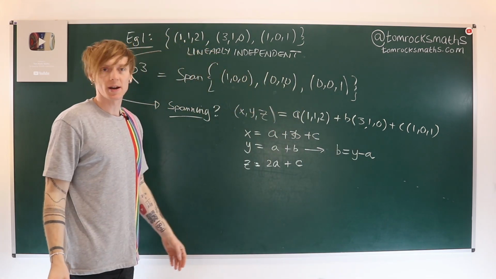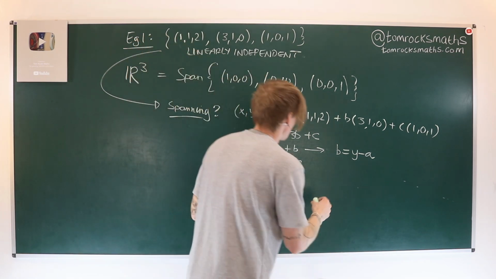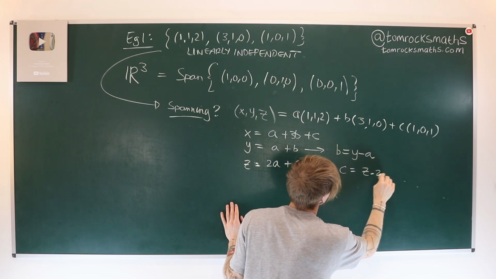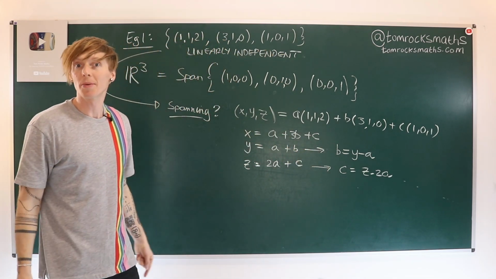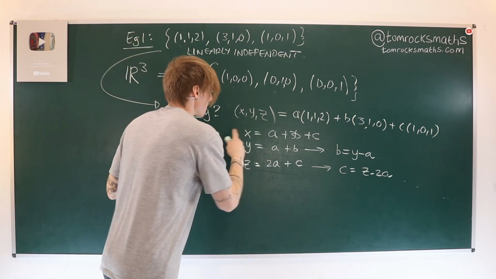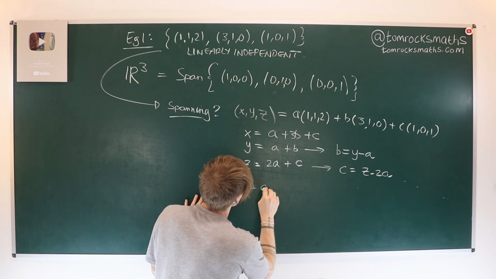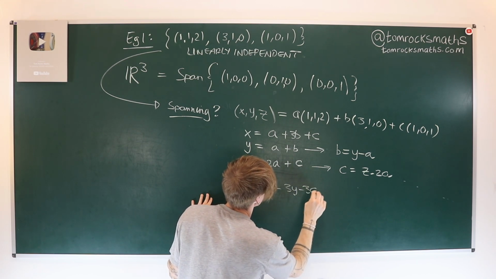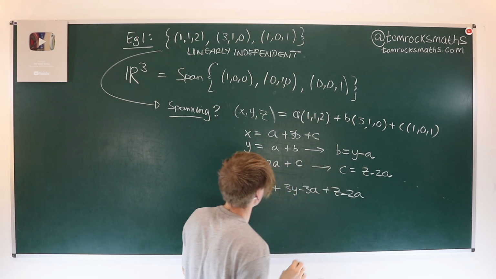Okay, so I'm going to rewrite this one as b equals y minus a. Then what can I get from this one? I can get c is then equal to z minus 2a. So now if I plug both of these into the top equation, I should get an equation involving just a and x, y, z. Subbing those two into the top one, I get x is a plus 3 lots of b, so 3y minus 3a, and then plus c, so plus z minus 2a.